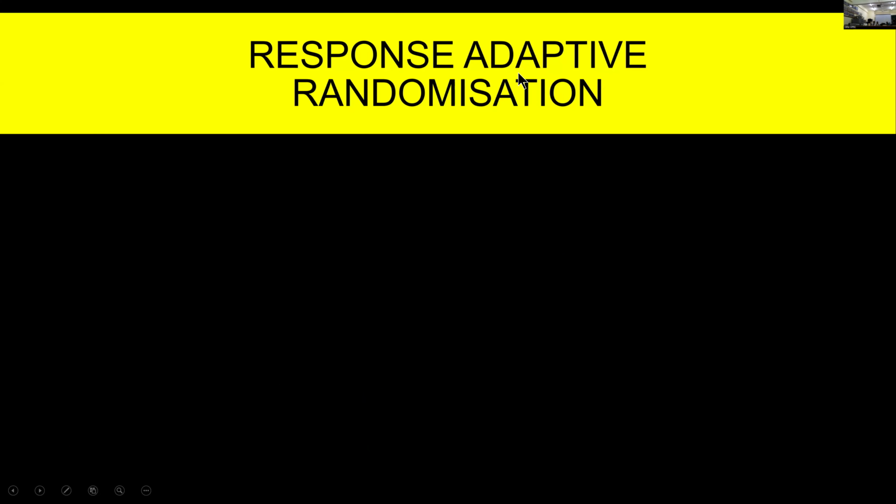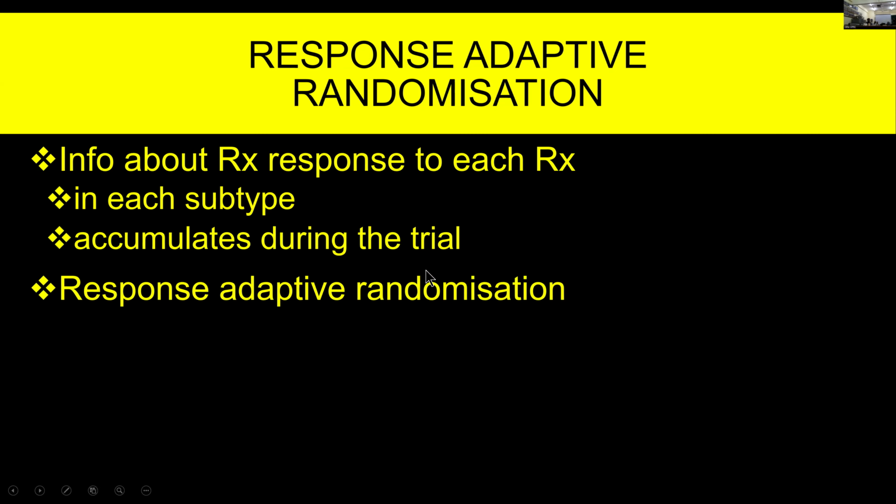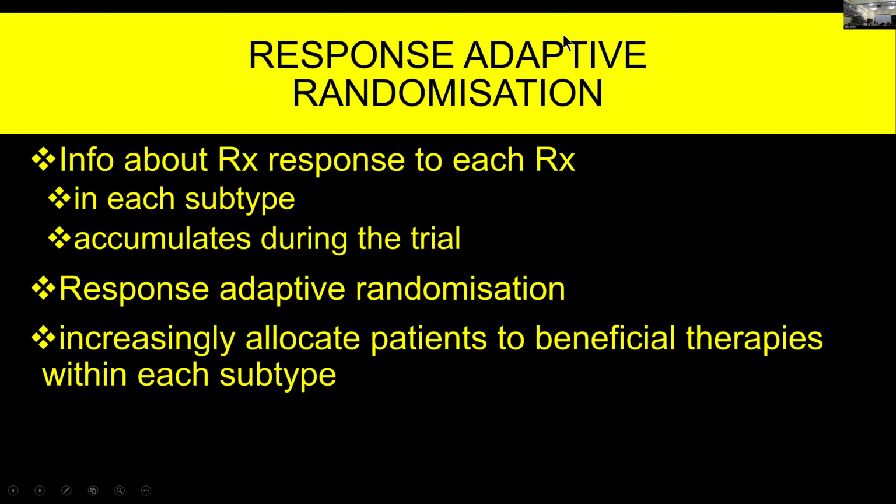The second one is called response adaptive randomization. What is that? Information about treatment response to each treatment in each subtype. As a trial goes on, you know that one subgroup is doing well, one subgroup is not doing so well. With response adaptive randomization, you increasingly give people what appears to be doing well; you randomize more people to that group. Some people call it playing the winner.